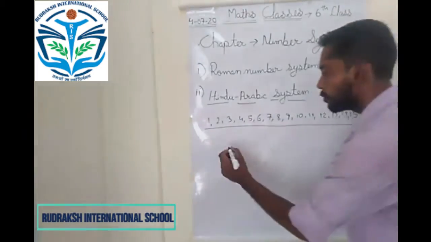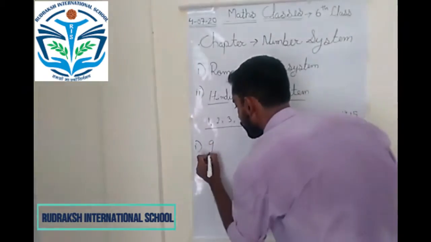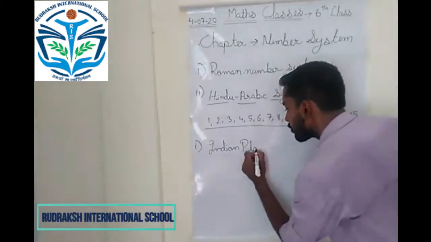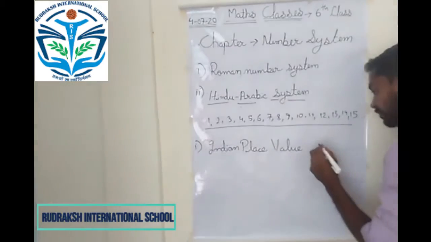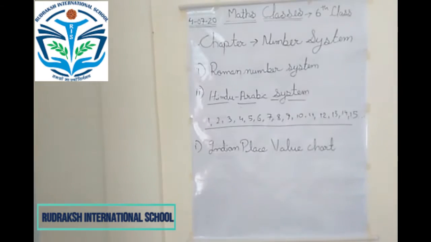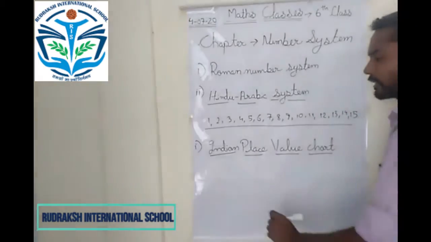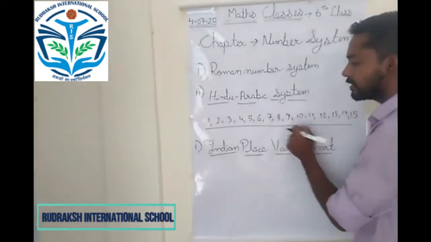The first one which we have with us is the Indian place value chart. So according to the Indian place value chart, the number is categorized into different positions according to their sequence.